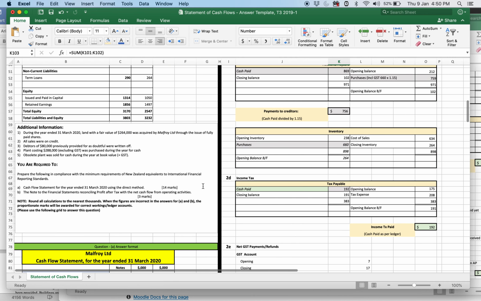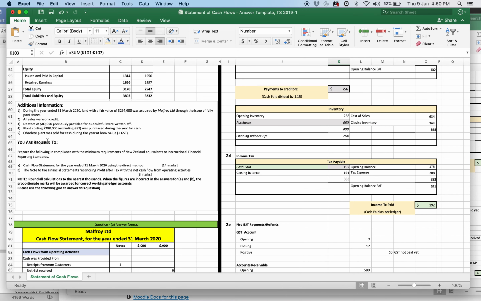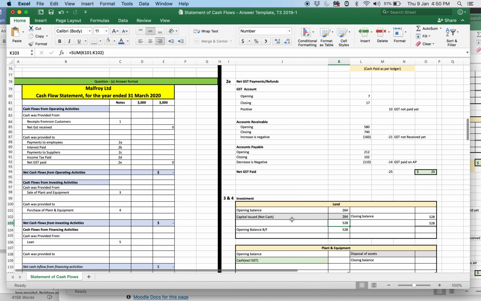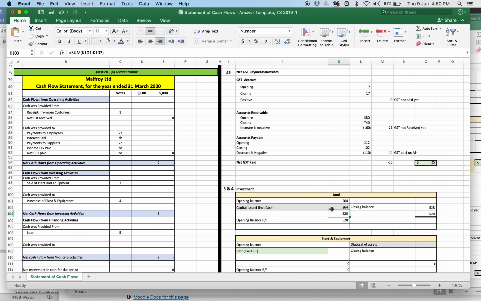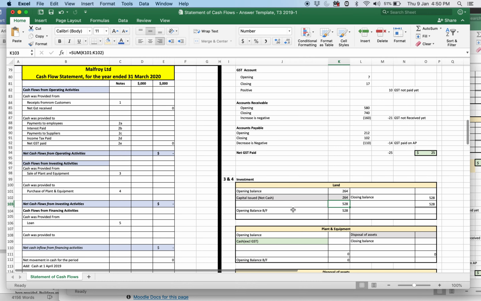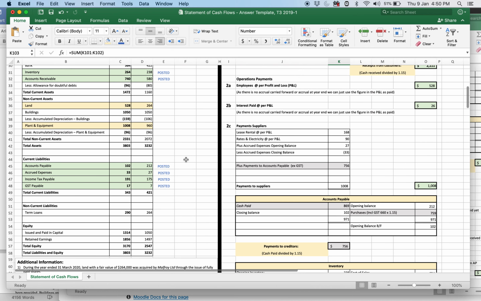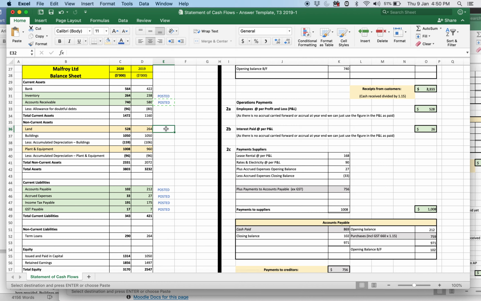Okay, all right. So if we read the notes here, additional information during the year ended March, land with a fair value of 264, which is what we found, was acquired by the company through issue of fully paid shares. So we gave them shares, so that's not cash, so nothing goes into the cash flow statement, but we would be aware that we've explained why that's moved, so we're good with that, right? We just make sure that there was a disclosure to cover that off.